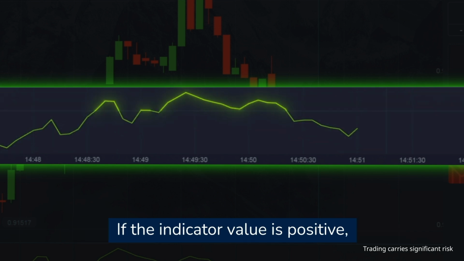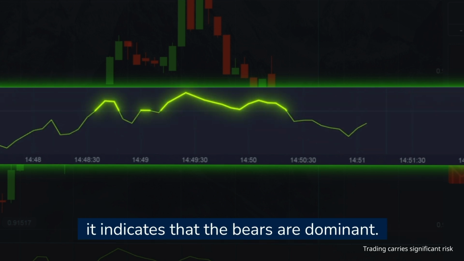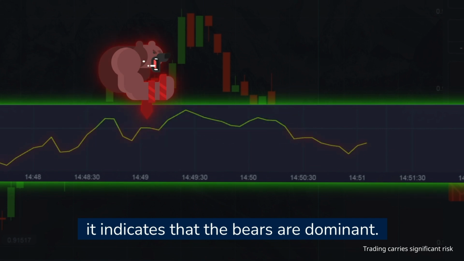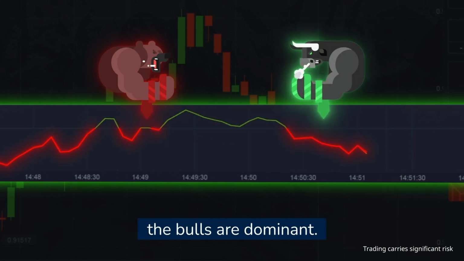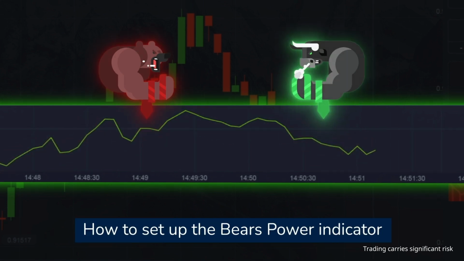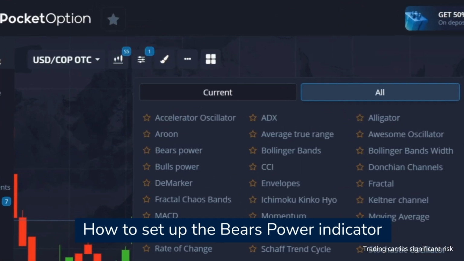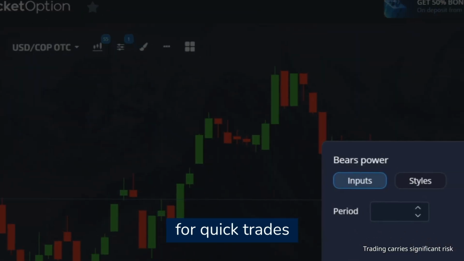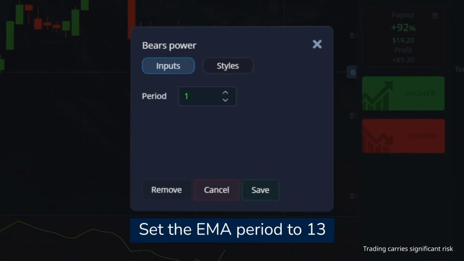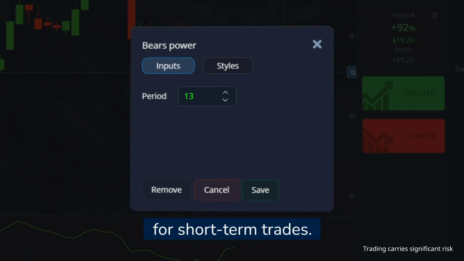If the indicator value is positive, it indicates that the bears are dominant. If it's negative, the bulls are dominant. How to set up the Bears Power indicator for quick trades. Set the EMA period to 13. This is the optimal setting for short-term trades.